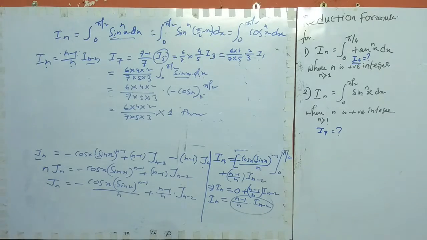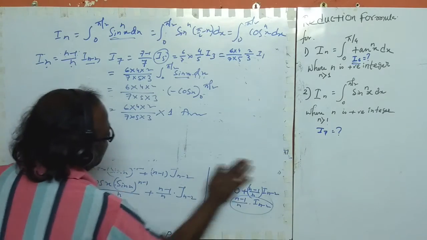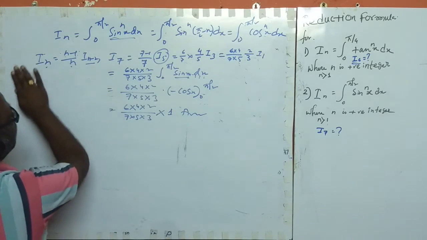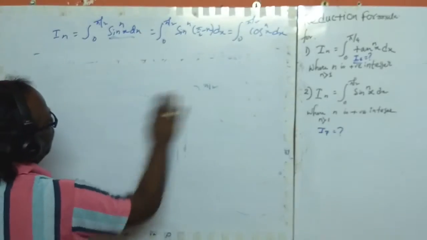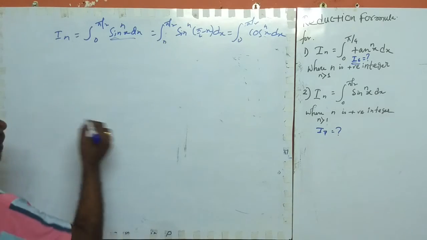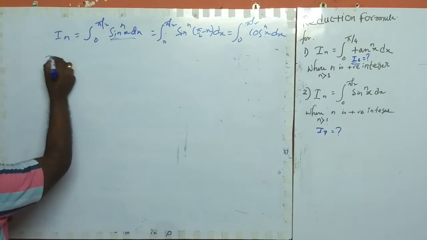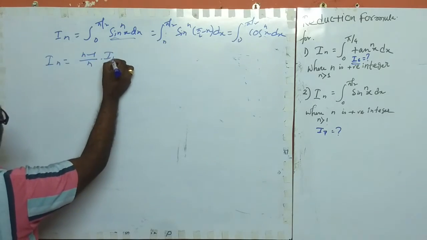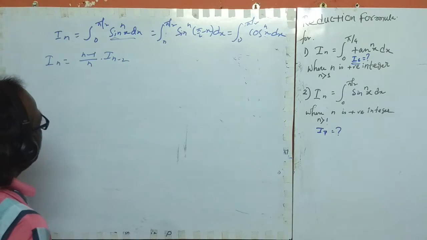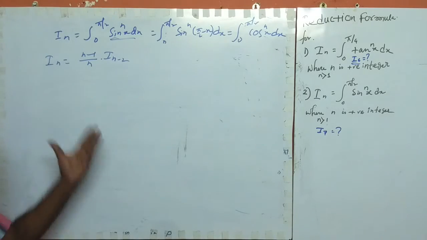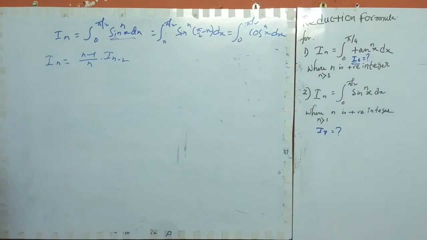Okay, and also reduce to another form of this. See here. The reduction form: In is n minus 1 by n, I(n minus 2). So in this reduction form, n is an integer here. There are two types of formation, for odd or even.